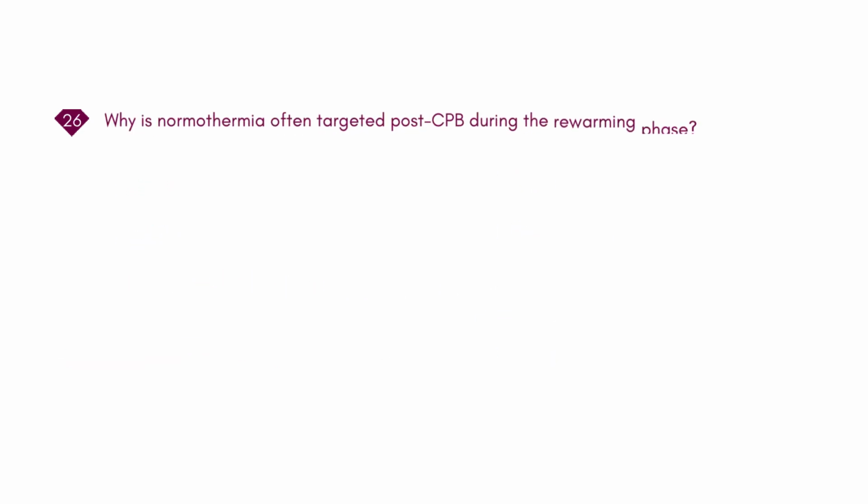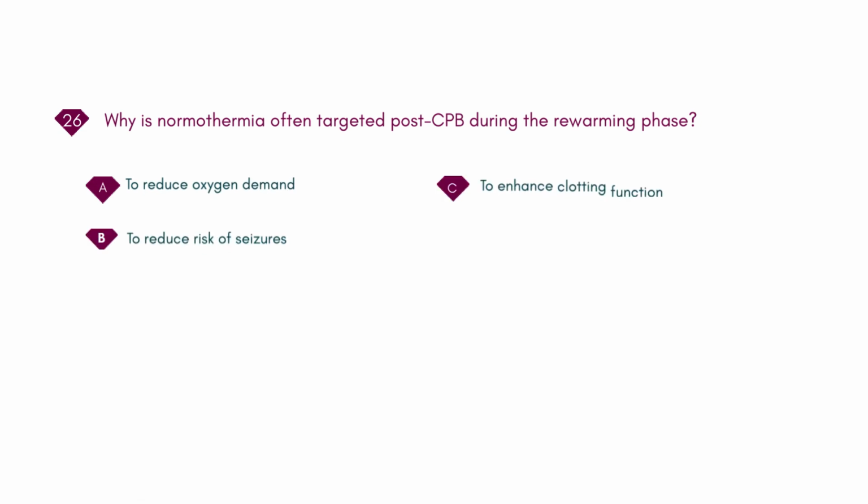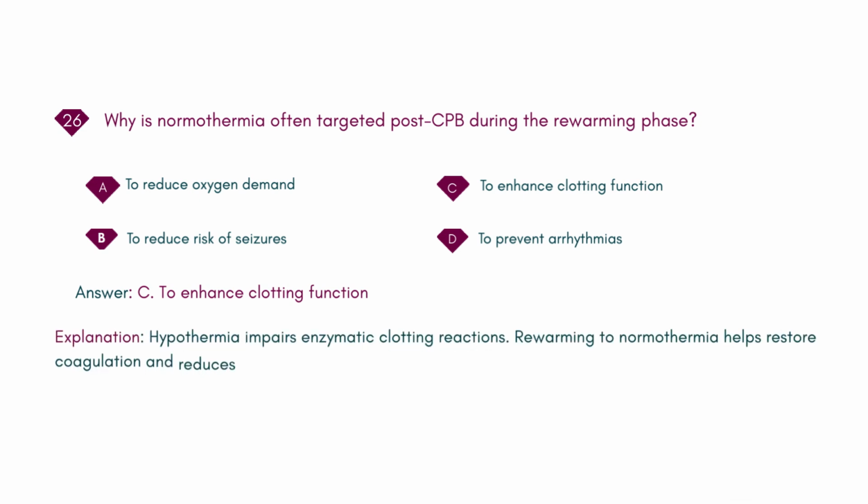Why is normothermia often targeted post-CPB during the rewarming phase? A. To reduce oxygen demand. B. To reduce risk of seizures. C. To enhance clotting function. D. To prevent arrhythmias. Answer: C. To enhance clotting function. Explanation: hypothermia impairs enzymatic clotting reactions. Rewarming to normothermia helps restore coagulation and reduces bleeding.